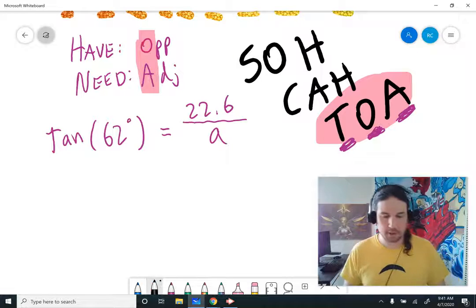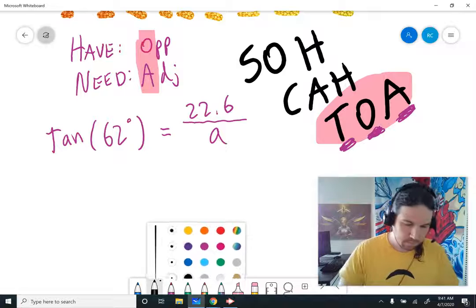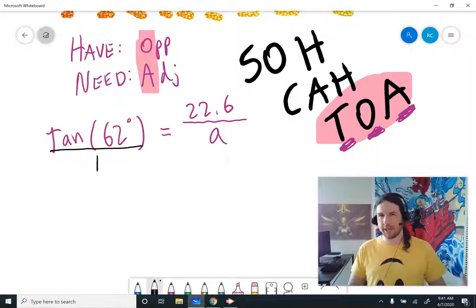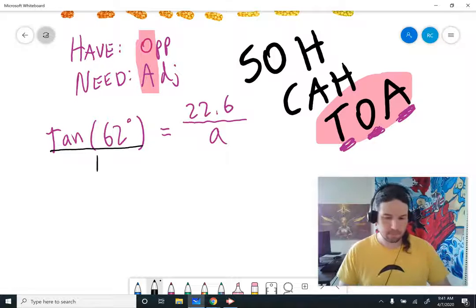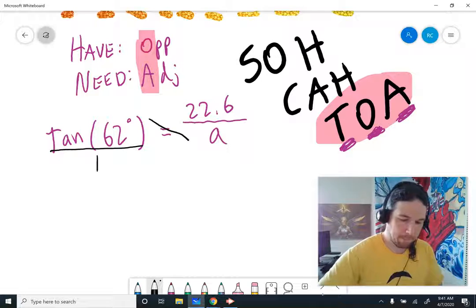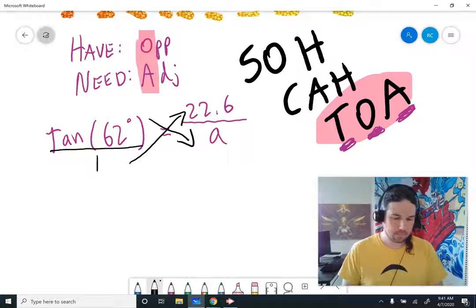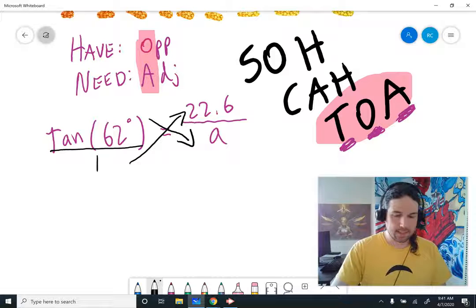Now, to do this algebra, I'm going to put this tangent of 62 degrees over 1. I'm not putting it over 1. The over 1 is already there. I'm just making it visible. And then we're going to cross multiply. That way, that way. So tangent 62 degrees times A.